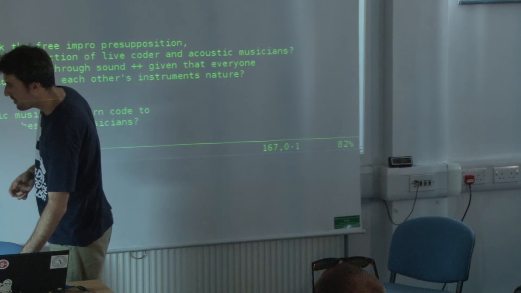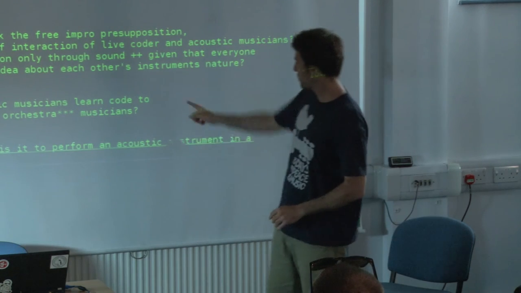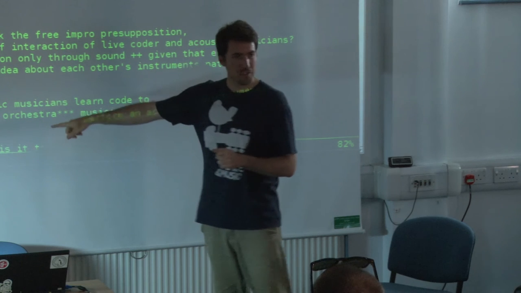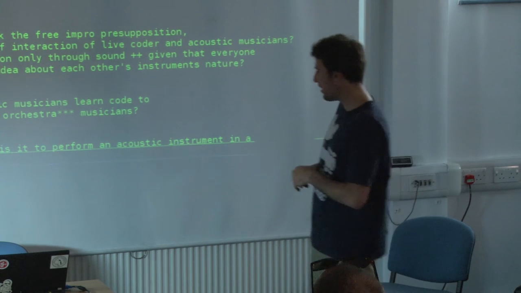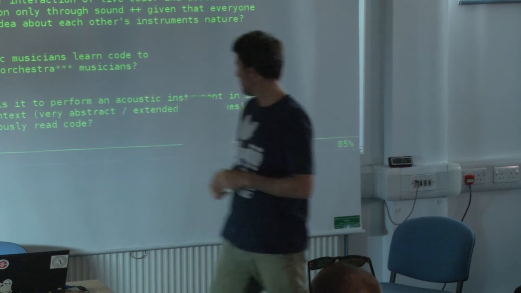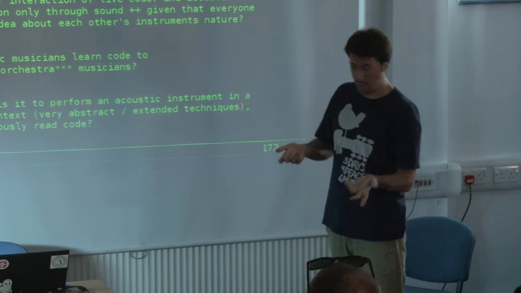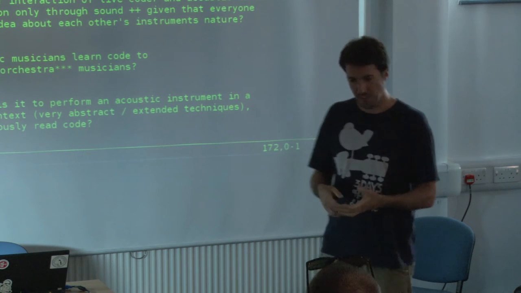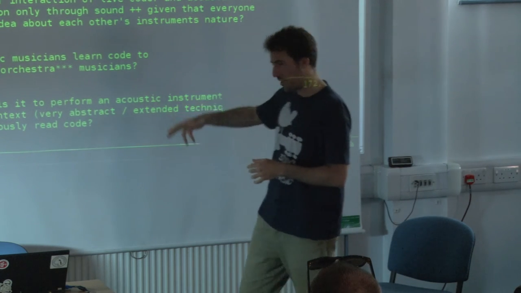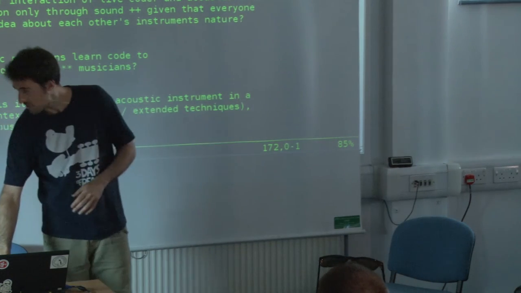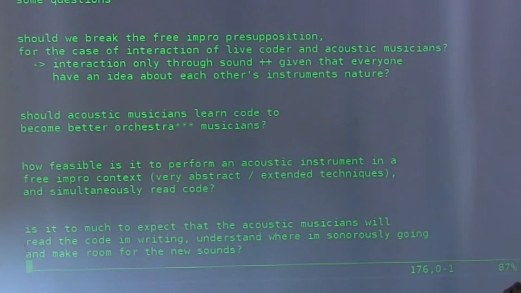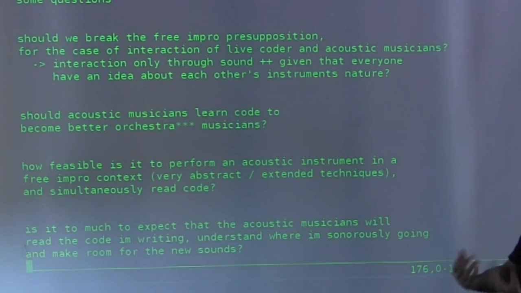Another one: should acoustic musicians learn coding to become better orchestra musicians? By orchestra, of course, I don't mean a symphonic orchestra. Another question is how feasible it is to perform an acoustic instrument in this pre-improvisation context, which is very abstract, and which also explores extended techniques that are usually difficult to achieve on the instruments. How feasible is it to do that and simultaneously read code from the live coder in your orchestra? Another one: is it too much to expect that acoustic musicians will read the code I'm writing, understand where I'm sonorously going, and make room for the new sounds?